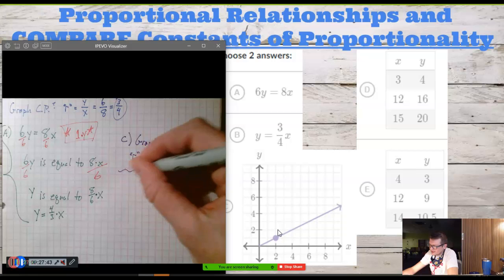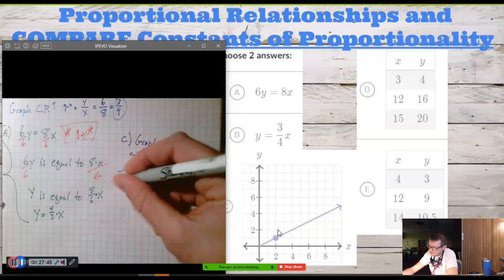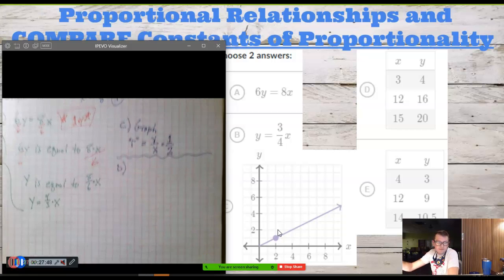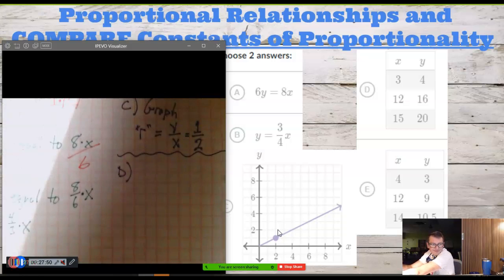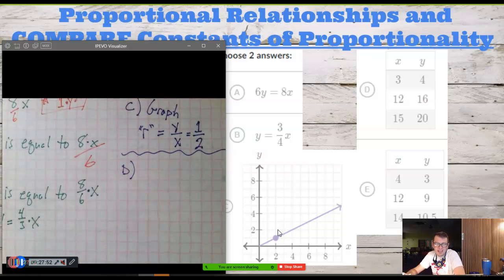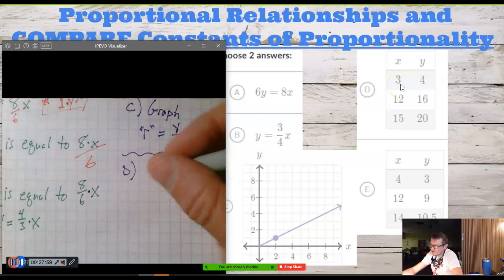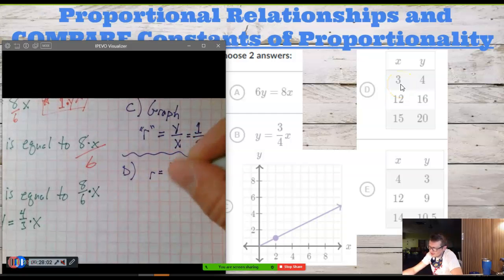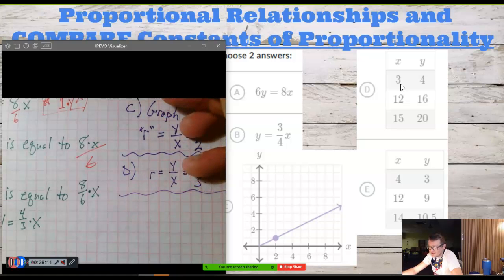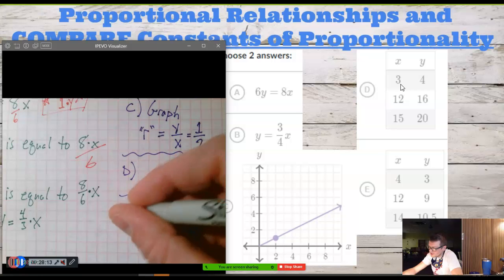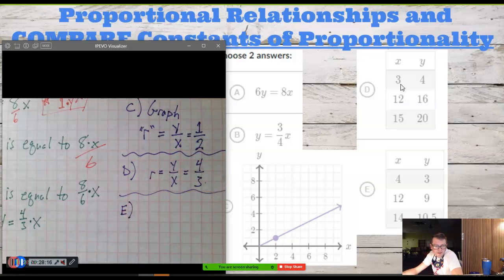In option D, look at the table for option D there. Y over x. So the R there, y over x, is 4/3. The dependent over the independent. That doesn't work either because we're trying to equal 3/4. Man, the only one that has worked so far was B.